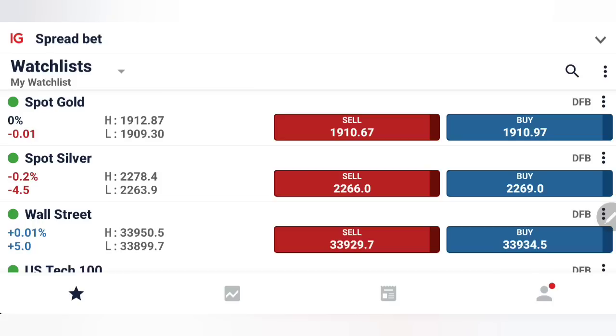Today again, the NFP data from the US is definitely going to bring volatility. Hence, trade with caution, trade with a stop loss, trade with a trailing stop loss. Let's start. First, we look into gold, followed by silver.